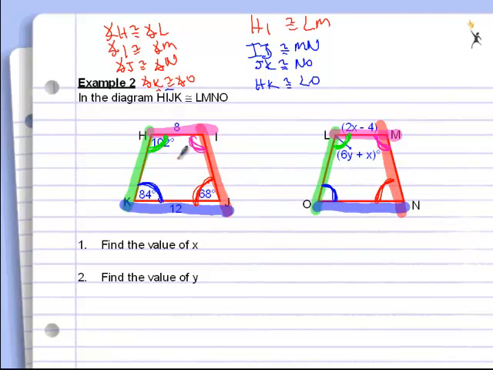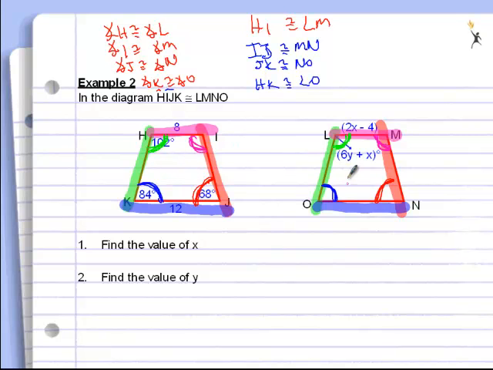And if I look, H and L should line up. Oh yeah, they do. I and M. Oh yeah, they do. J and N. Oh yeah. K and O. Oh, I'm so good. I didn't even have to look at these shapes to write my congruency statements. But if you need to, you can.